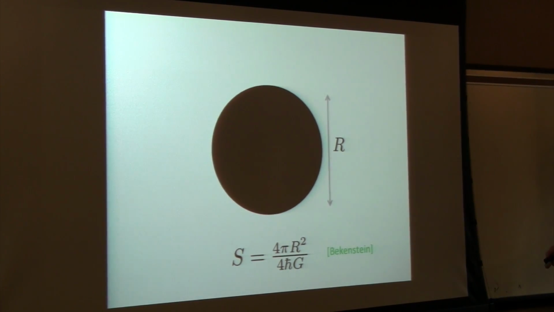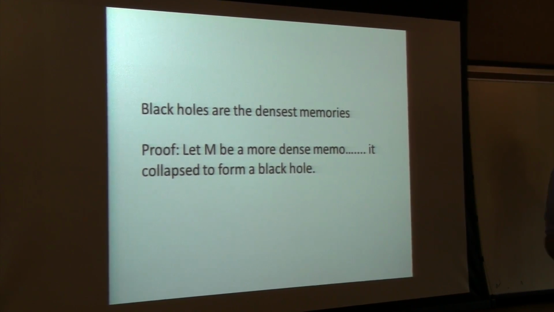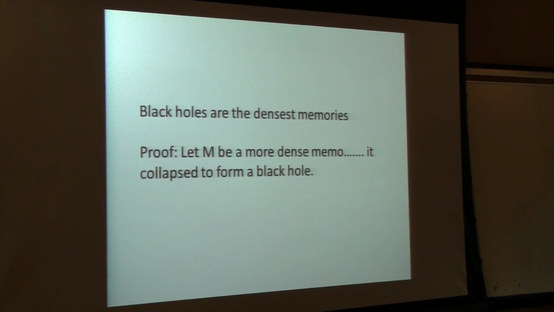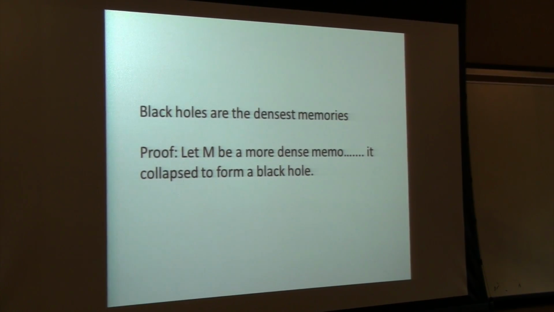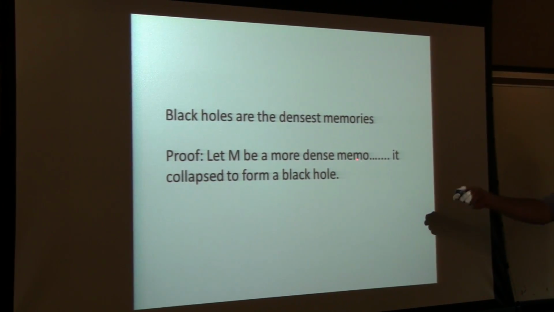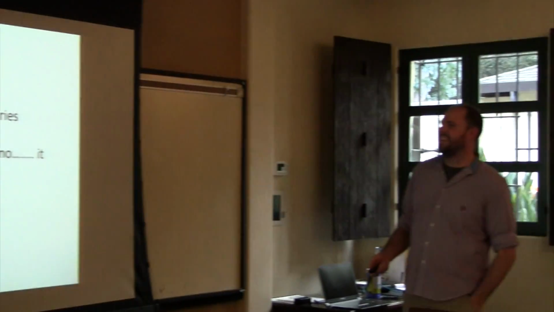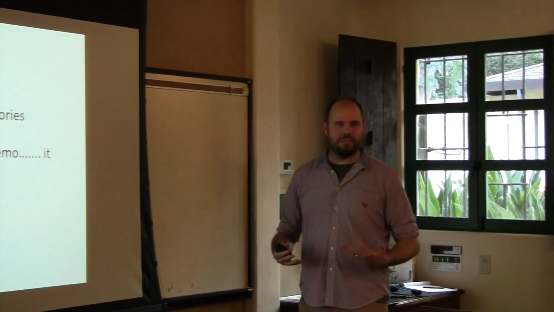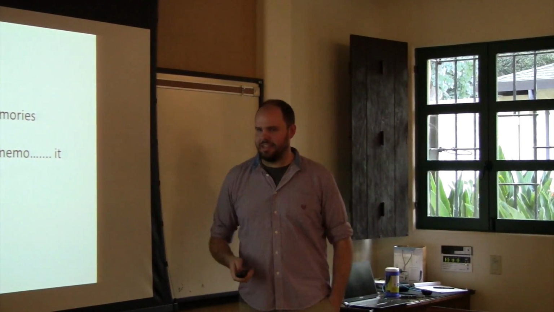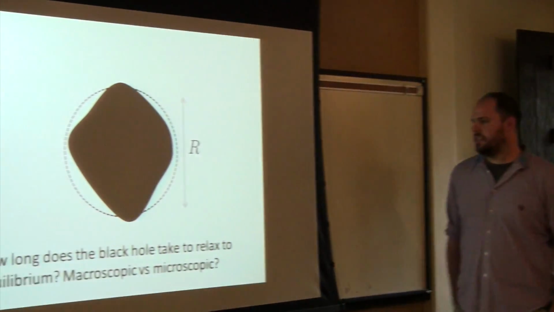So, okay. So first thing black holes are good at is they're the densest memories in nature, and the proof of this is this: you imagine they have a more dense memory, but then it just collapses to form a black hole. That's it, right? There's nothing you can do. So you just get cut off here. So there's already some indication, even from the very early days, that they did something in a fundamentally impossible to beat way.